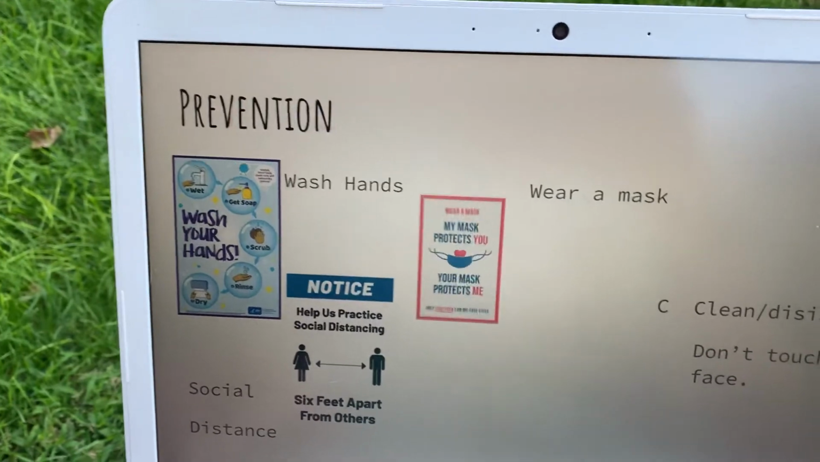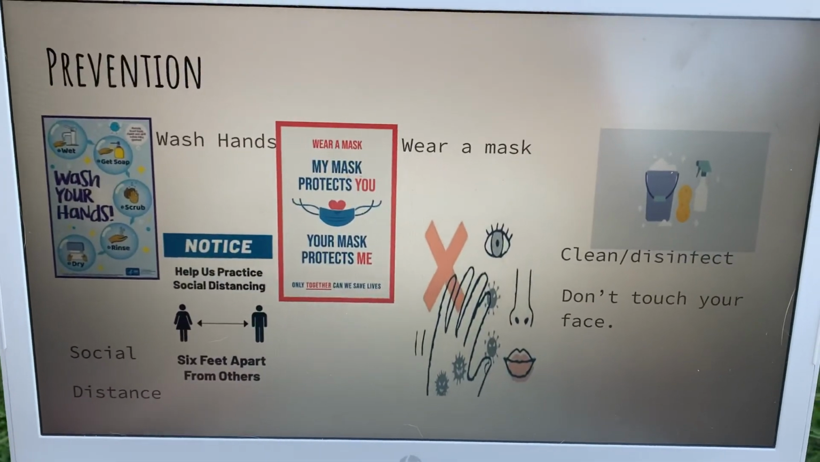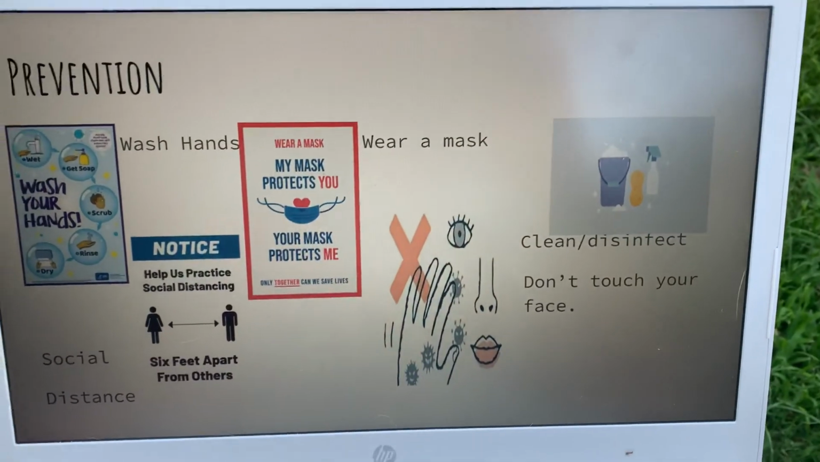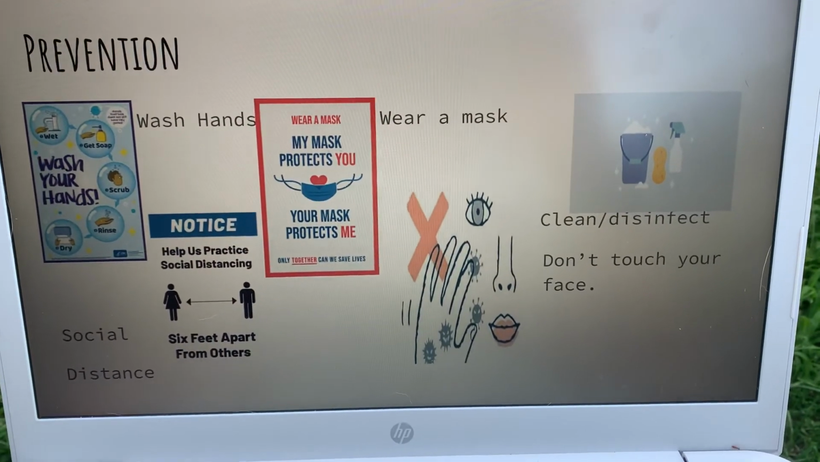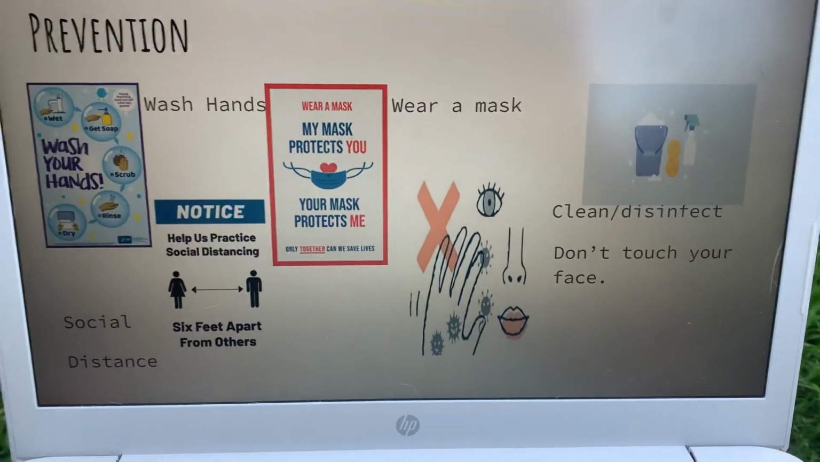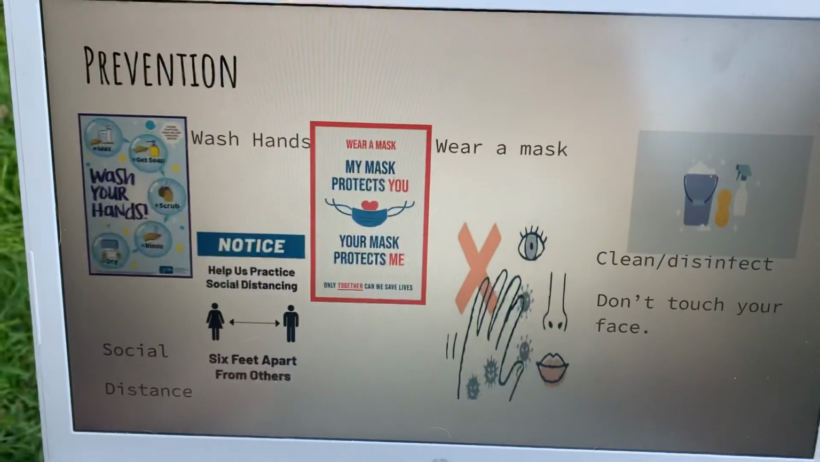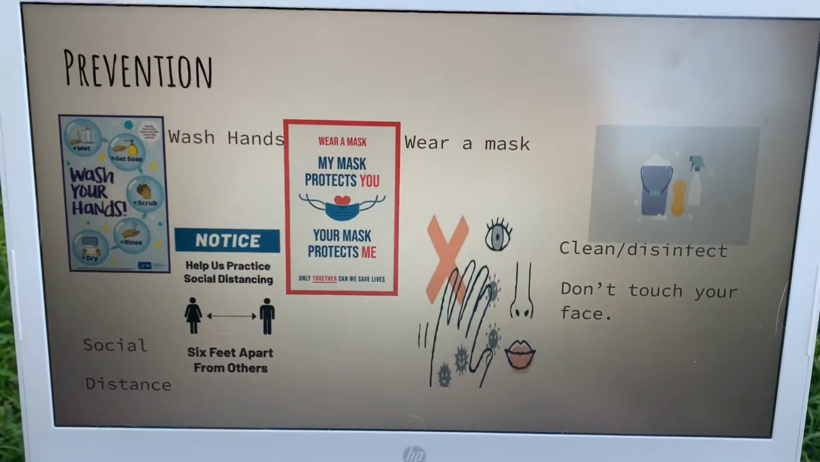Ways to prevent coronavirus, or COVID-19, from spreading. Wash your hands. Wear a mask. My mask protects you, and your mask protects me. Only together can we save lives. So just wear your mask. Clean and disinfect. Please don't touch your face. And make sure that you are social distancing yourself from others.